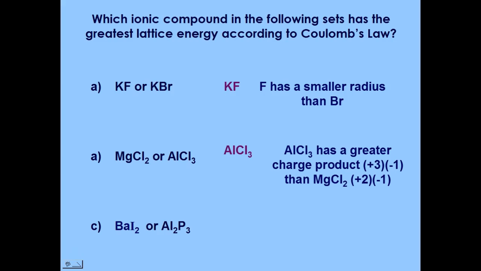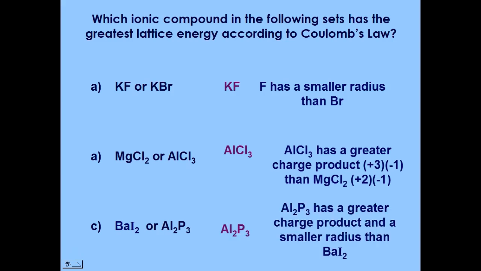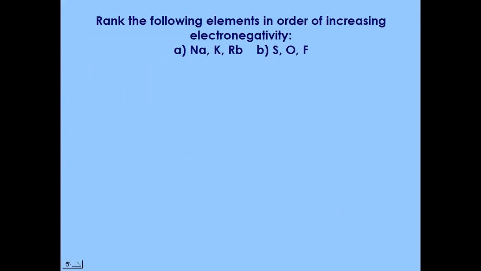The charge product for barium iodide would be -2, barium's +2, iodine's -1, while aluminum is +3, phosphorus is -3, so it would have a charge product of -9. So it wins on both factors, and it would have a greater lattice energy as a result. And I think we've got a couple with electronegativity, and then that's it for this video.